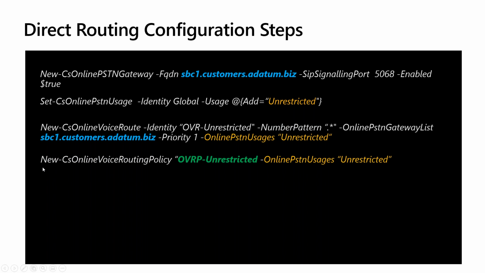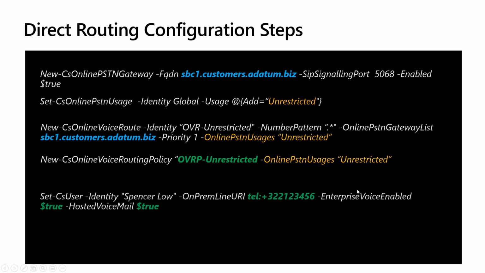So then we have to create a voice routing policy because we have to apply this to a user. So this voice routing policy is going to use the unrestricted PSTN usage as well. So this is the glue between these two, right? The online voice route and the voice routing policy are glued because we are using the unrestricted PSTN usage on both of those. And then what we have to do is enable a user.